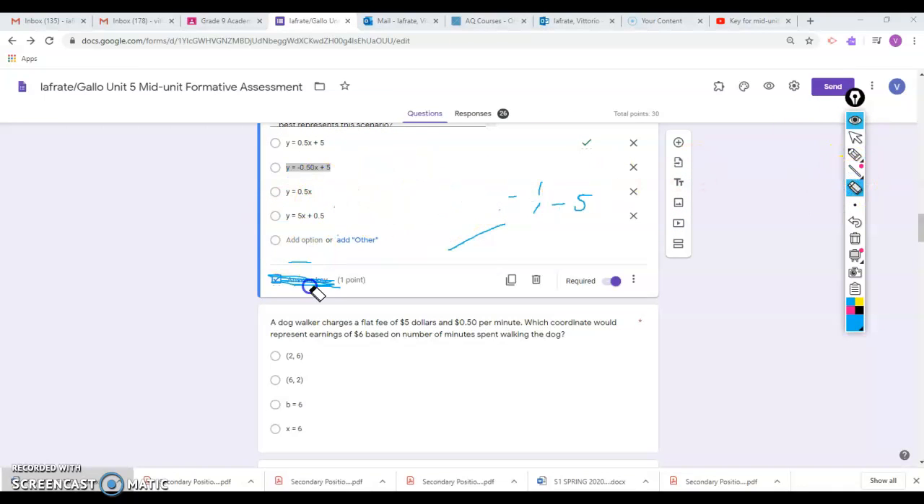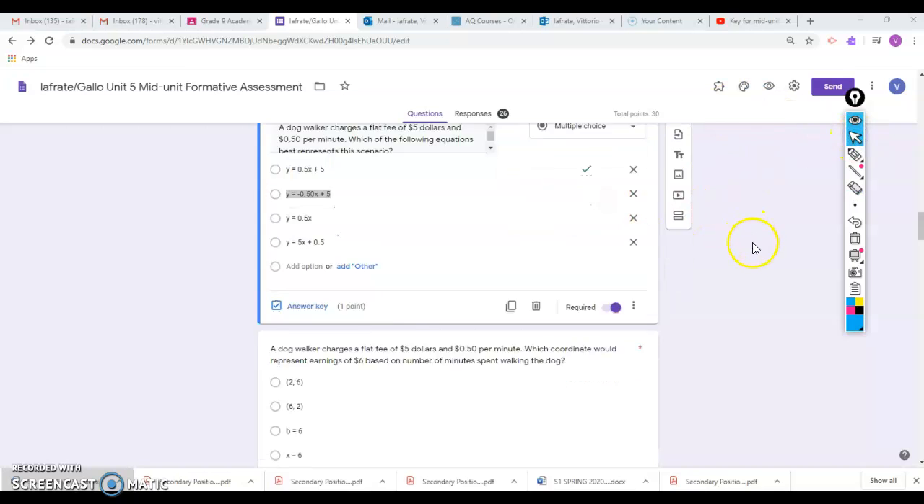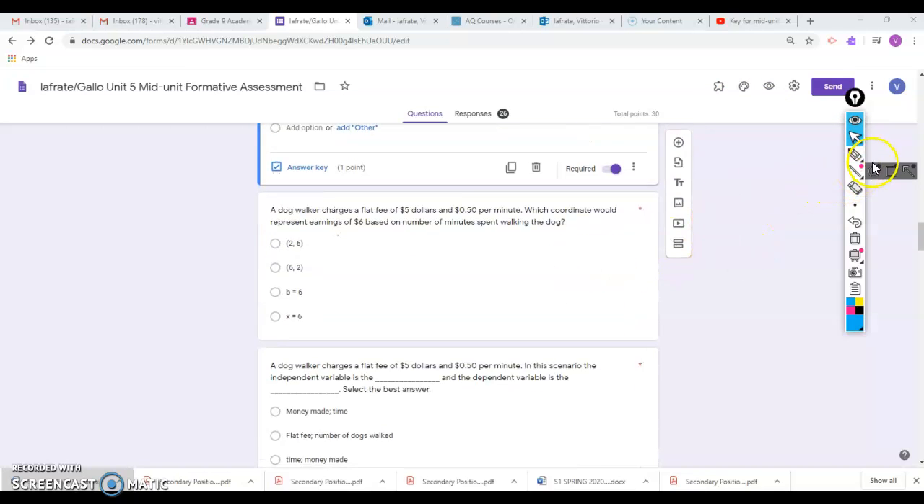So if you can, don't look at the options right away. The options can be misleading sometimes, especially if you glance at them very quickly. It's best to try to come up with your own answer yourself first. So a dog walker charges a flat fee, same scenario. Which coordinate would represent earnings of $6 based on the number of minutes spent walking the dog?